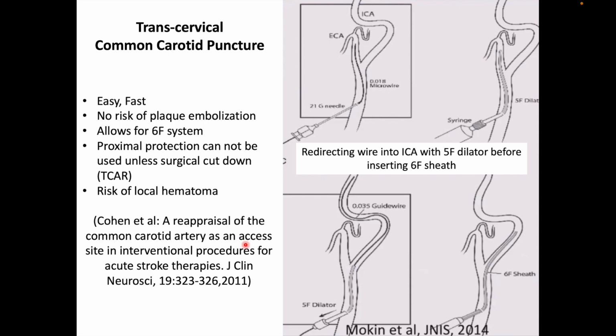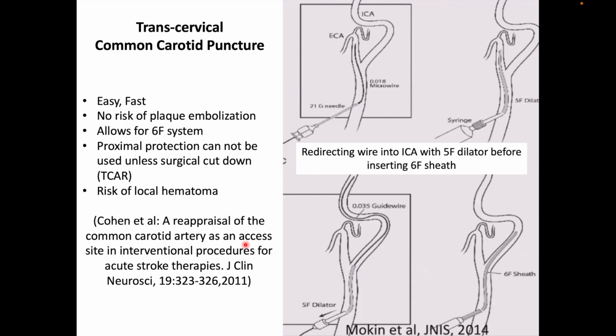Use a 6 French sheath, don't go beyond 6 French. The risk of hematoma is something you need to be careful about. You can do it under ultrasound guidance, or under fluoroscopic guidance if you already have a radial or a femoral sheath in, and you can take a road map or an overlay map, and over that, under fluoroscopic guidance, you can directly puncture it.